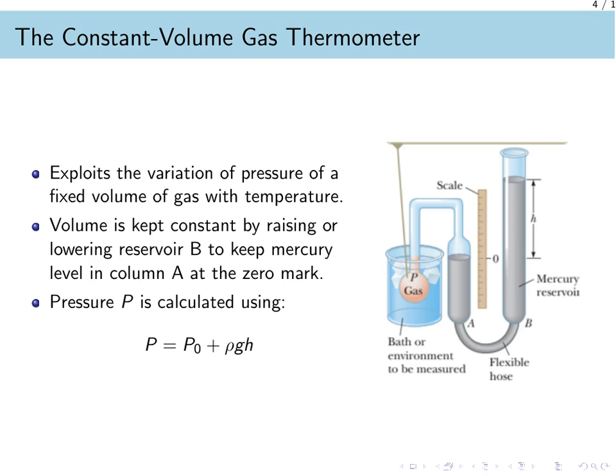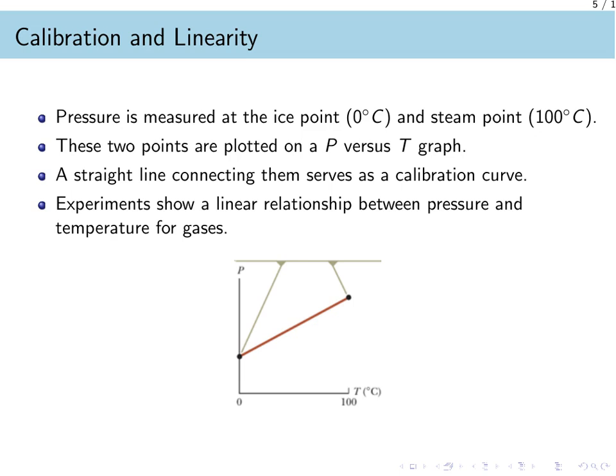We then calculate the gas pressure by adding the atmospheric pressure to the product of the density of mercury, the acceleration due to gravity, and the difference in height between the two columns. Calibration of the gas thermometer involves measuring the gas pressure at two known reference points: the ice point at 0 degrees Celsius and the steam point at 100 degrees Celsius.